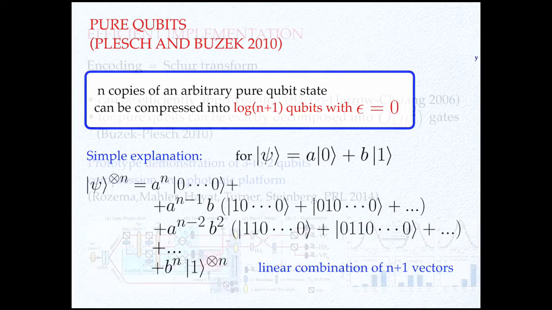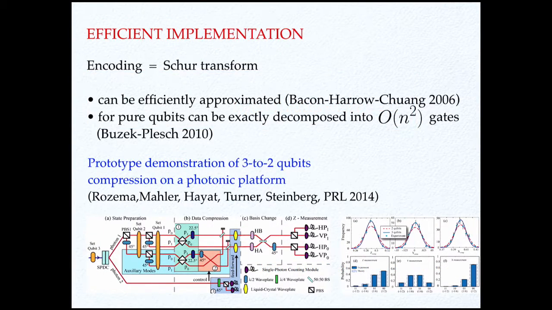The interesting thing here is that you can do this in an efficient way. The way to encode the data is to use what is called the Schur transform. The Schur transform can be realized approximately with a polynomial number of gates. This was shown by Bacon, Harrow, and Chuang in 2006. Here we care more perhaps about exact realizations, because this was for a perfect compression. So Buzek and Plesch showed that if you want to compress pure states, you can implement the Schur transform exactly with n square number of gates. This was probably the most interesting result in the paper by Buzek and Plesch.